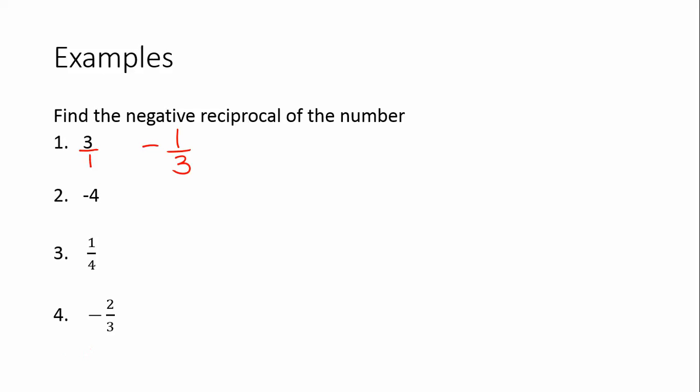See if you can do these next three on your own, so pause the video. But number 2, we should get a positive 1/4. Number 3 is a negative 4. And number 4 is a positive 3/2. So you notice the signs are all opposites, and the numbers are just flipped.